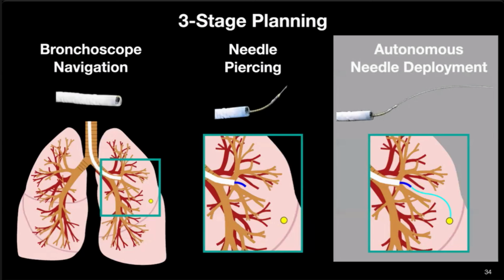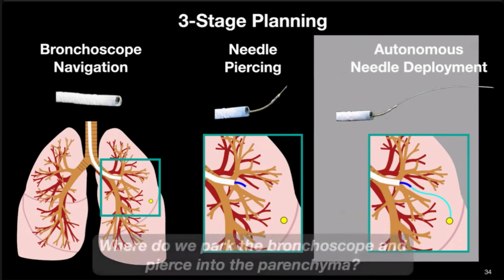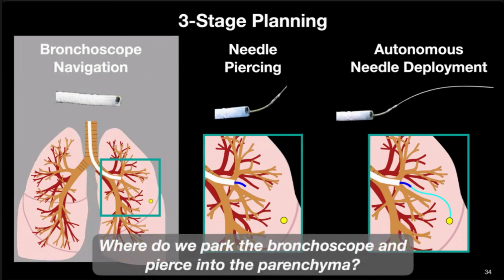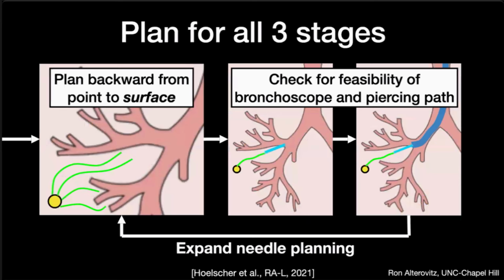So up until now, we focused on the autonomous needle deployment, which is the third stage of the robot. However, when the needle starts in stage 3, it depends on the earlier stages. So in particular, where should the physician park the bronchoscope and pierce into the parenchyma or the tissue of the lung? This defines the start pose of the needle and has an impact on whether the needle can successfully reach the target. So to determine where to park the bronchoscope, we created a motion planner that considers all 3 stages of the system deployment, from the bronchoscope to the piercing into the parenchyma to the needle steering.